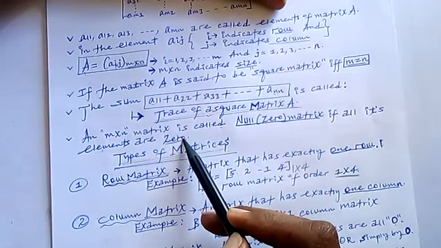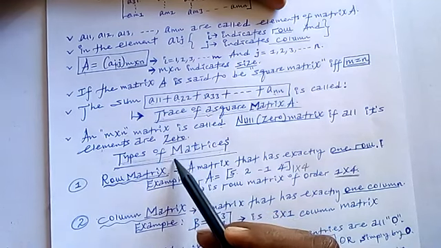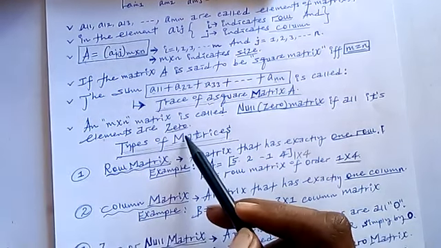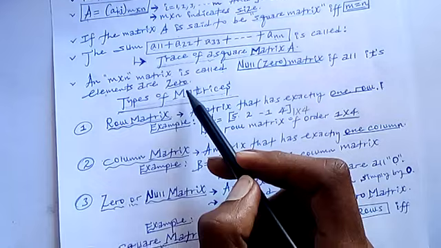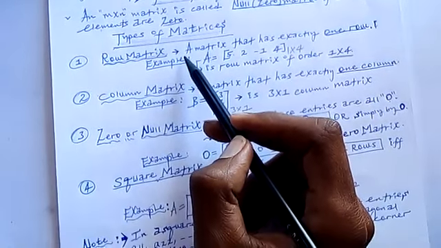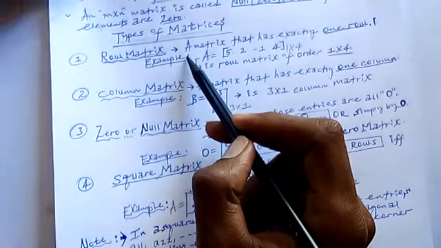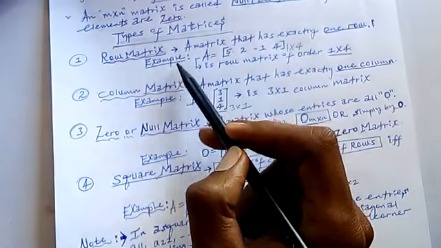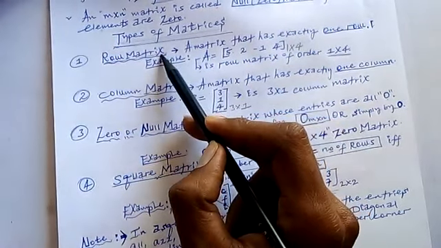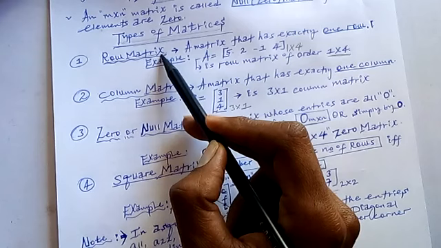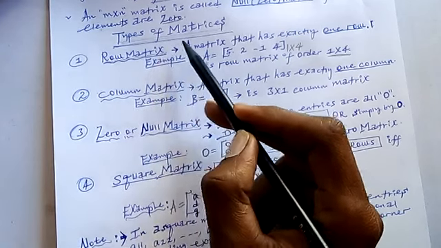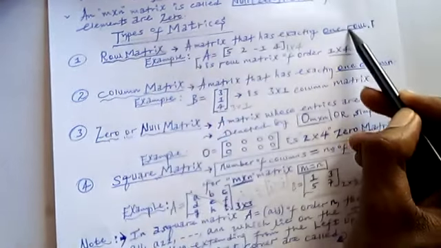Then the next topic of this matrix part is types of matrix. Here we see 8 types of matrix. From that, the first type is the row matrix. A row matrix is a matrix that has exactly one row.